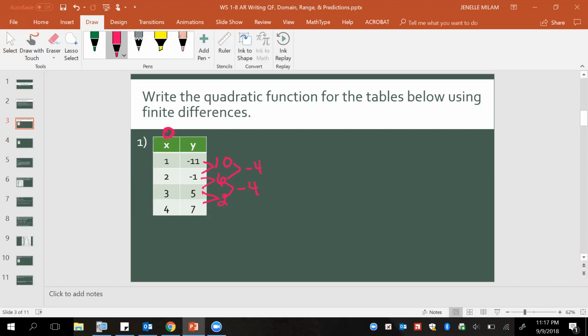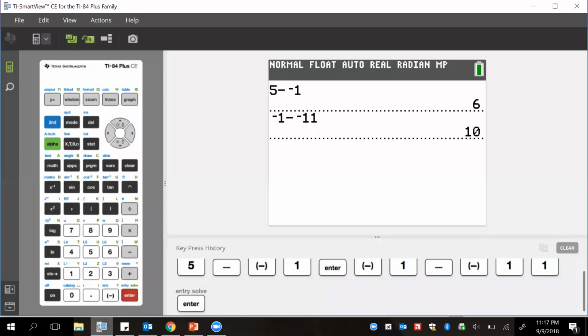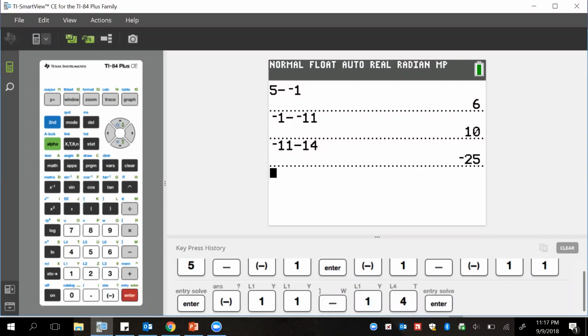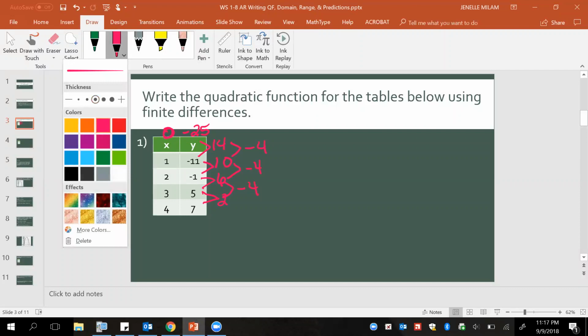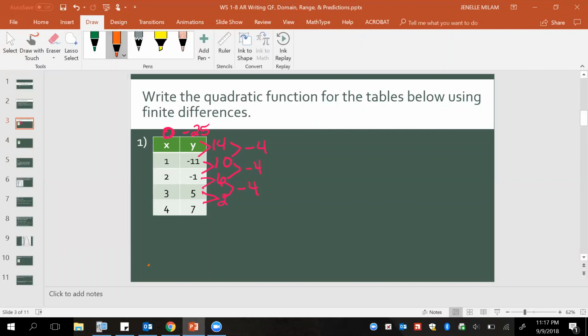So going back here, that means I've got to go back negative 4 here. So 10 minus negative 4 is 14, which means I need to go back 14 here. So I'm going to type in my calculator, negative 11 minus 14, and hit enter, and we're going to get negative 25. So this right here is negative 25. Before you do anything, please go backwards first, then work on there.